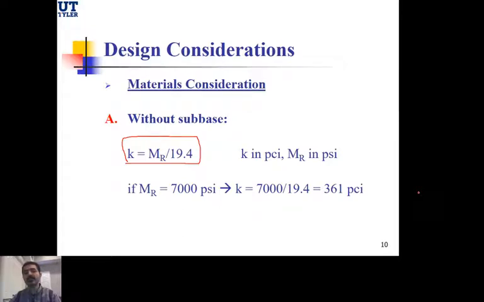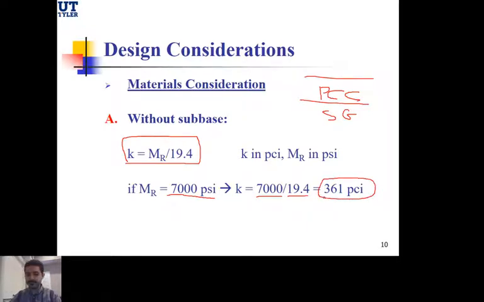So, for example, if I have a resilient modulus equal to 7,000 psi, and there is no subbase, meaning that I have a PCC layer on top of the subgrade directly, and the subgrade has a resilient modulus of 7,000. The K value for the subgrade is simply 7,000 over 19.4, and that will be equal to 361 PCI.